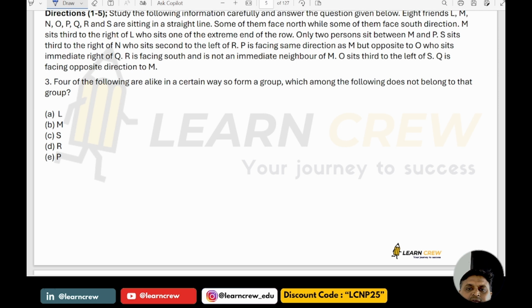Next. Four of the following are alike, which is different? L, M, S, R, P. Which is different? Here, R is different, because L, M, S, P are facing north, R is facing south.